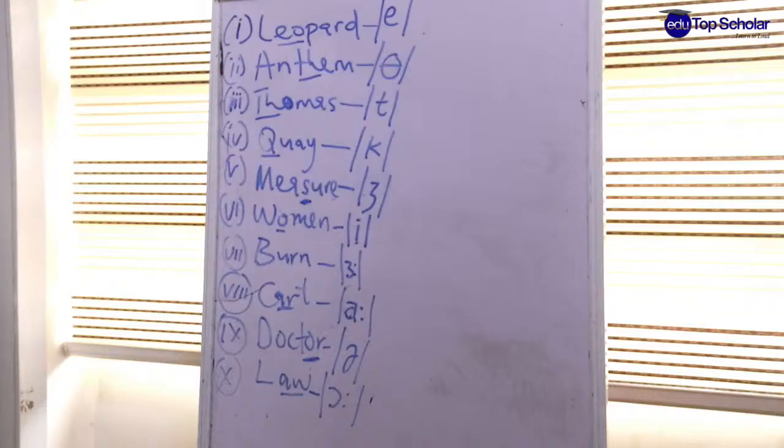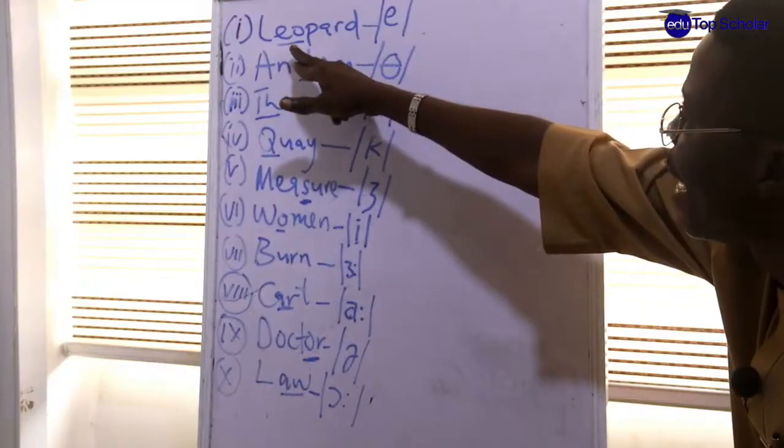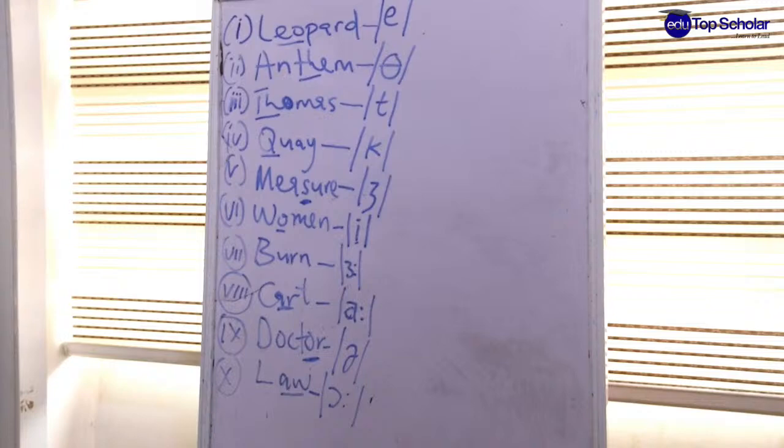Leopard. So the sound that is underlined, you notice that E and O are underlined and they are representing only one sound, and that is the E sound. You can see it on the board. The underlined part is the E sound, leopard. Then let's go to number 2.